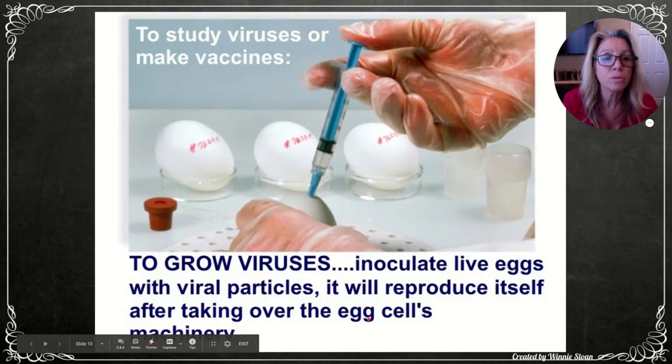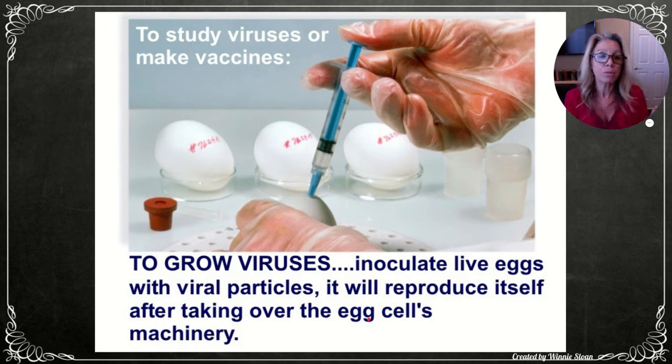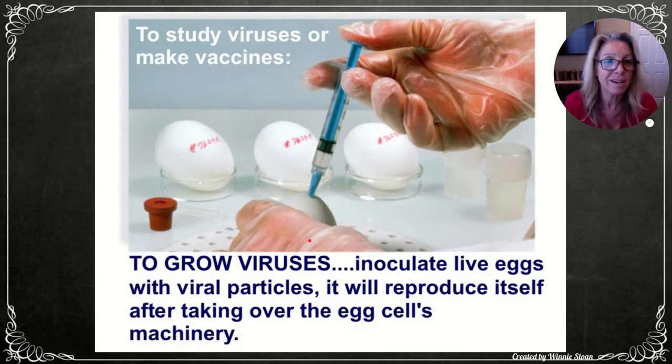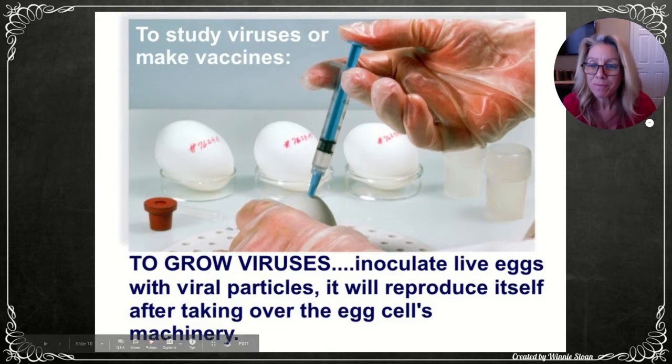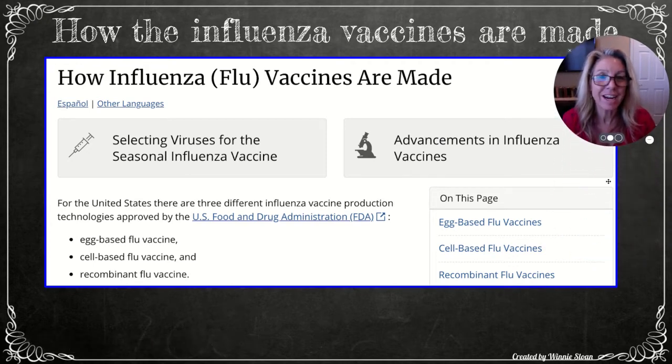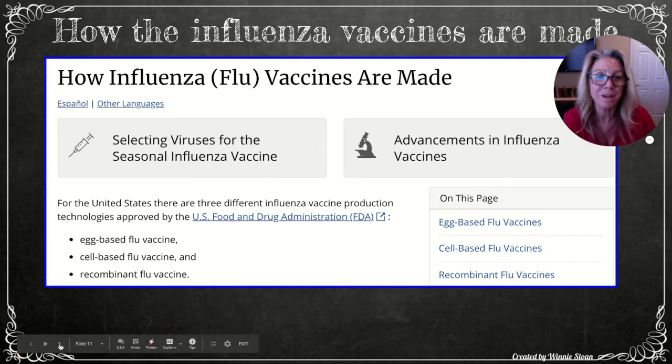And to study viruses, because they're obligate intracellular parasites, they will grow them up inside of eggs, so that they'll take over the egg cell machinery and get them to make more of themselves. Okay, so that's how influenza vaccines are made. I just thought that you would find this interesting. For flus, some of them are egg-based, some of them are cell-based, and right here, just the unit we're talking about, some of them are recombinant flu vaccines. And this is just a link if you download the presentation, and you can learn a little bit more about how vaccines are made.